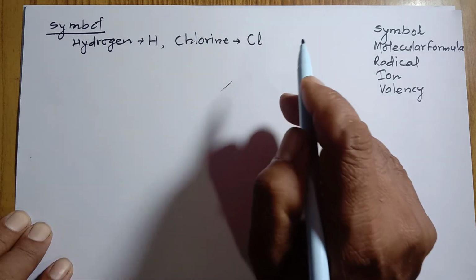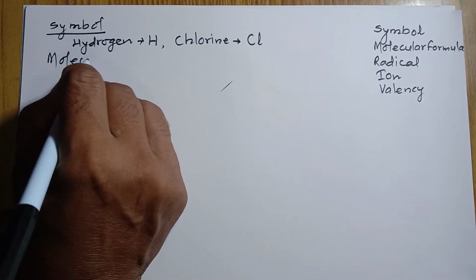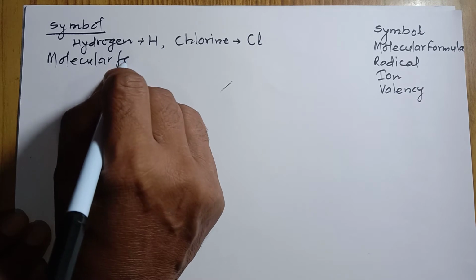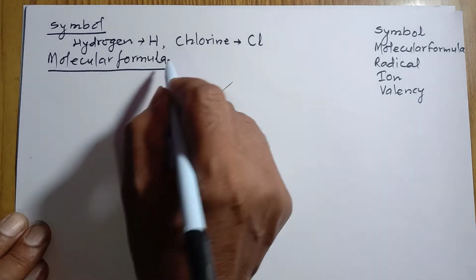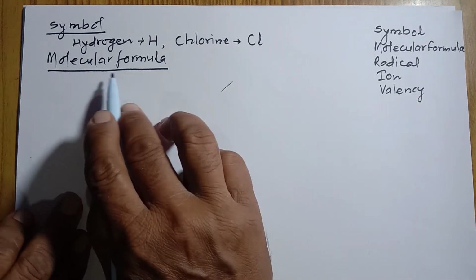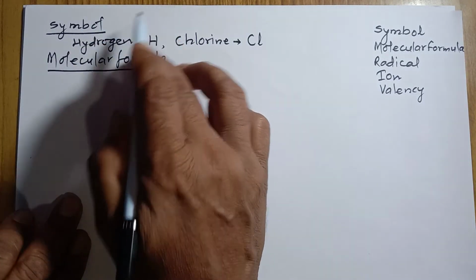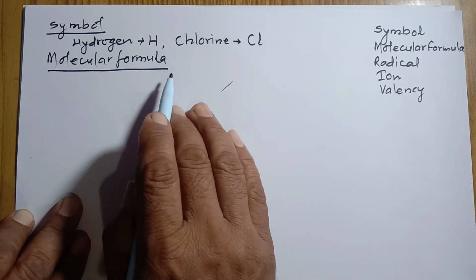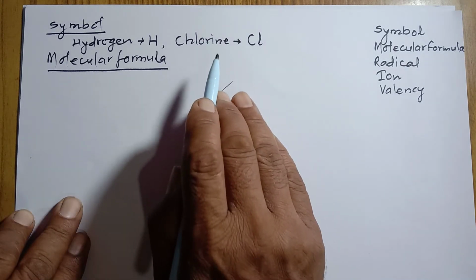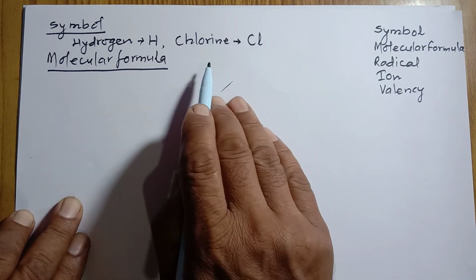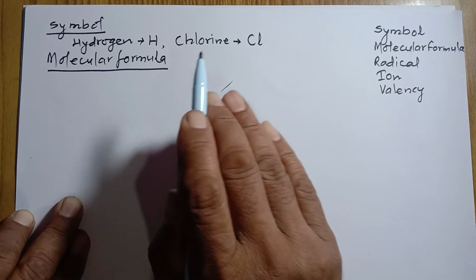Now let's talk about another one, molecular formula. Okay, what is molecular formula? In previous class also I told you about molecule, but we are talking about molecular formula. Symbol is related with element, and molecular formula is related with the molecule of element and compound. Group of two or more than two atoms which represents a molecule is called molecular formula.